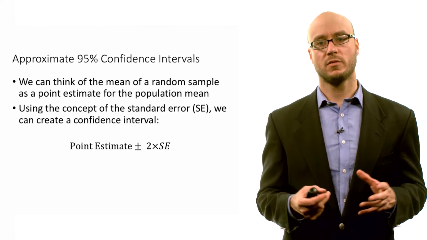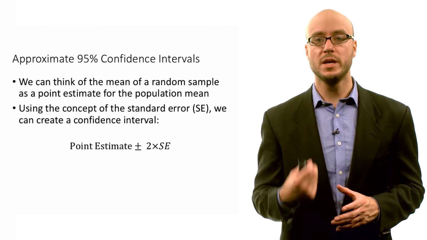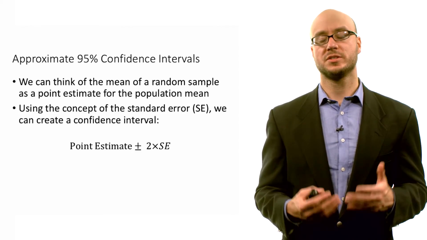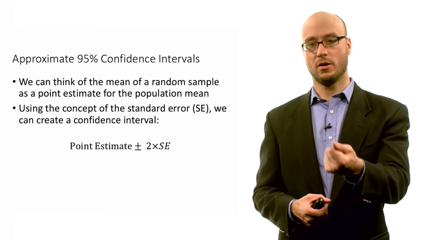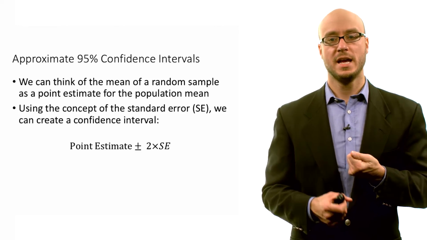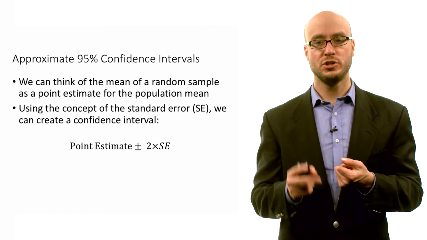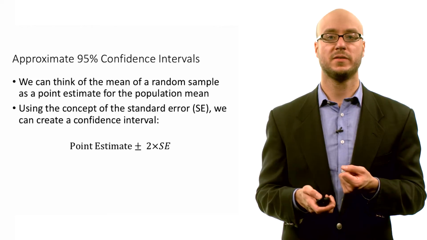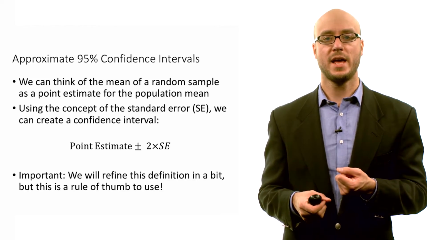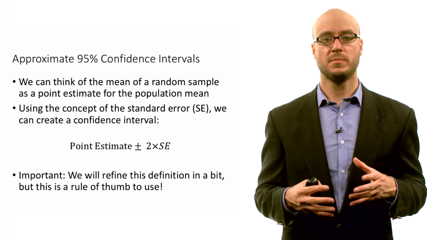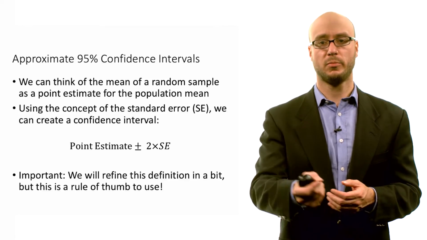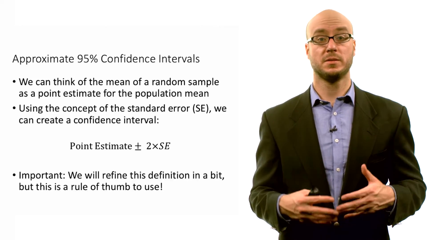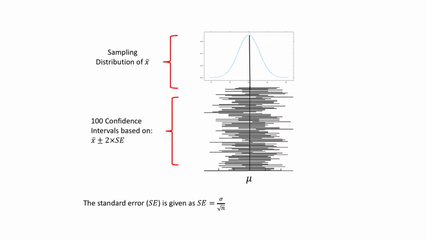We can think of the mean of a random sample as a point estimate for the population mean, mu. Using the concept of the standard error, we can create a confidence interval, or an interval estimate. We take our point estimate for a particular sample, and then we add and subtract 2 times the standard error of the sample mean, or 2 times sigma divided by the square root of n. We're going to refine this in a bit, but this is a great rule of thumb to use. You take a point estimate, plus or minus 2 times the standard error, and you have an interval estimate that we sometimes call a 95% confidence interval.